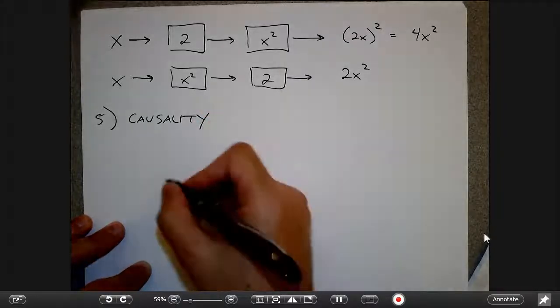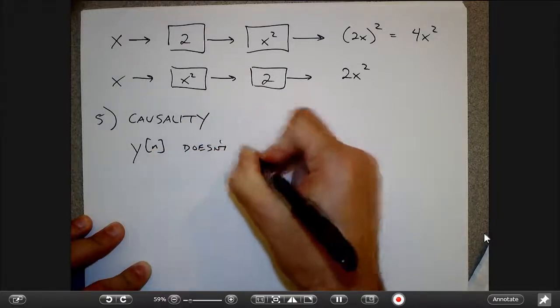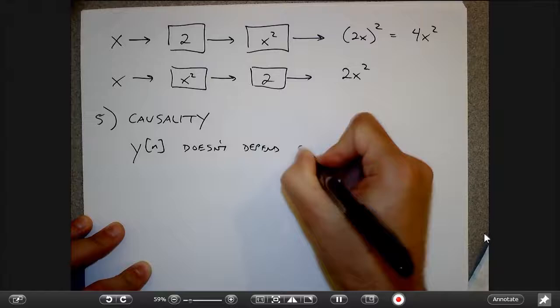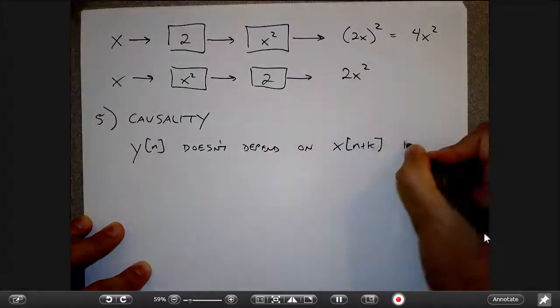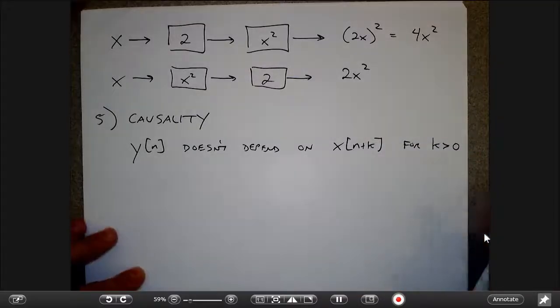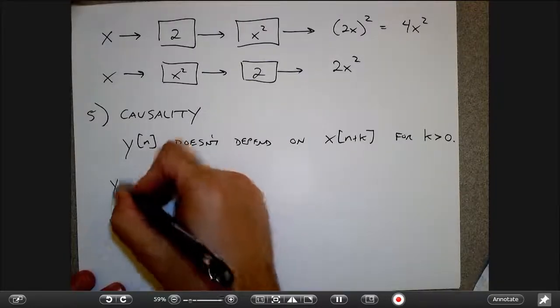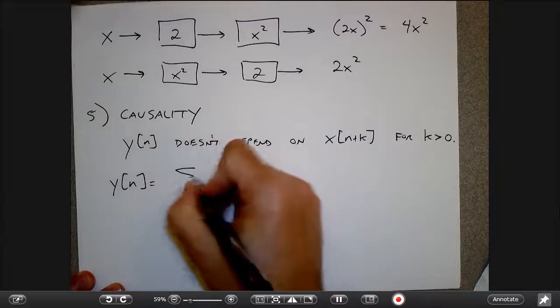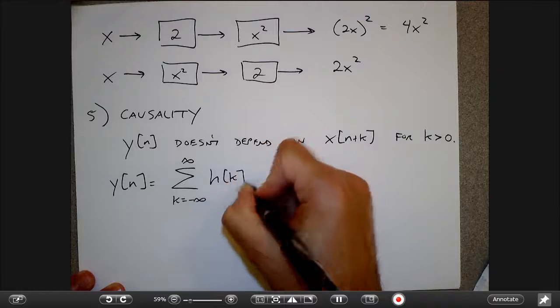A slangy way of saying it is that y of n doesn't depend on x of n plus k for k greater than 0. That's like saying that if I want to know y of 3, I'm not looking into the future to get x of 5. Again, if I write my convolution sum, this time I'm going to write it with the h first.